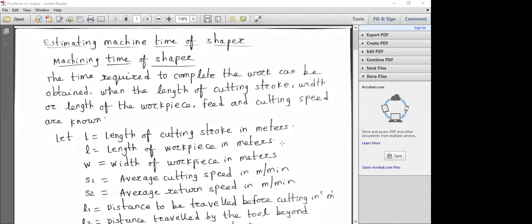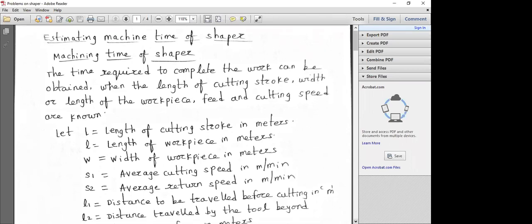Already I told you, we have to consider the cutting speed in the forward stroke and the cutting speed in the return stroke. So here S1 is the average cutting speed in meters per minute. S2 is the average return speed in meters per minute. So first we have to predefine the notations or parameters for the derivation.